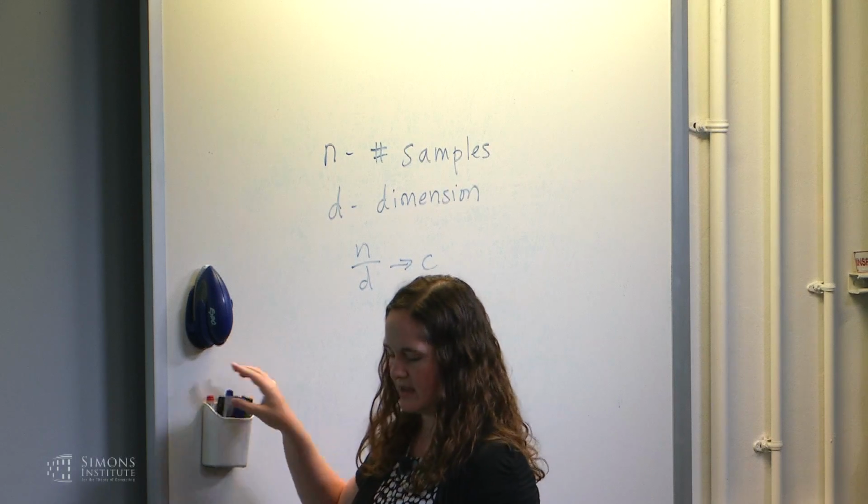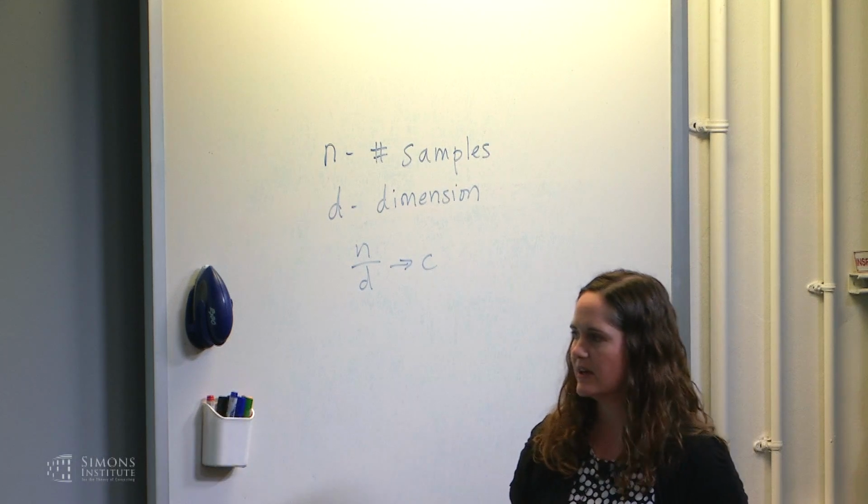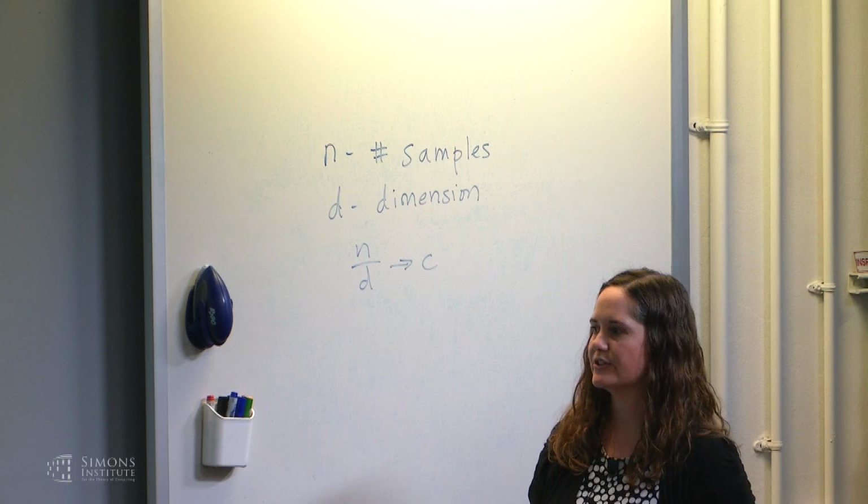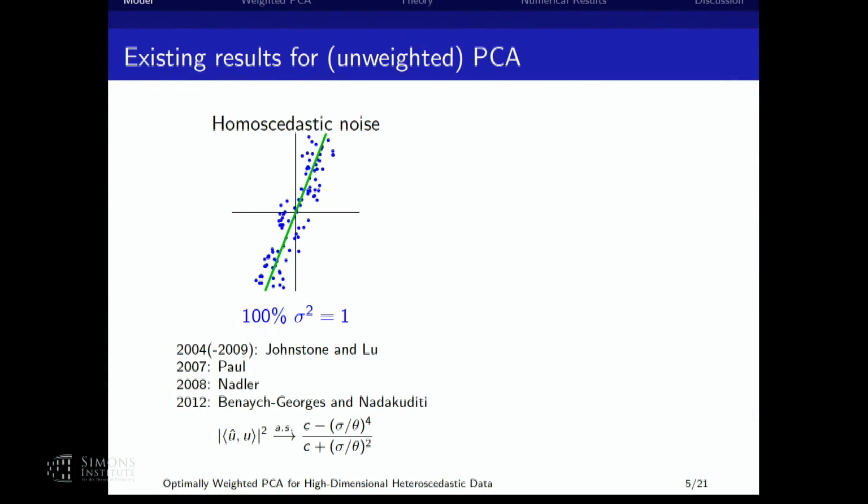So as n over d grow, but going to this fixed ratio c, we have recovery that looks like this, where we have a ratio of two terms. That in the case where there isn't noise goes to 1, but otherwise is something less than 1 because of the additive noise in the model.